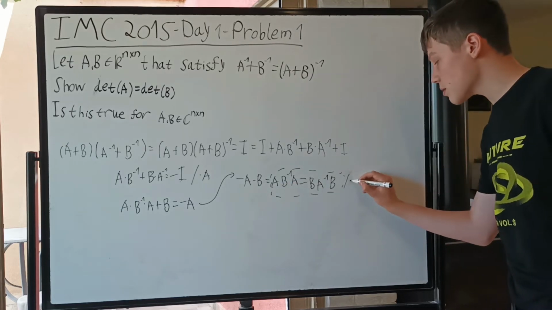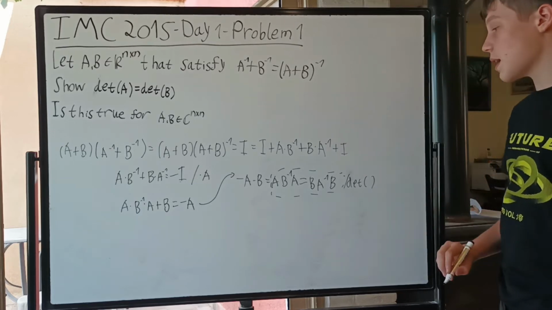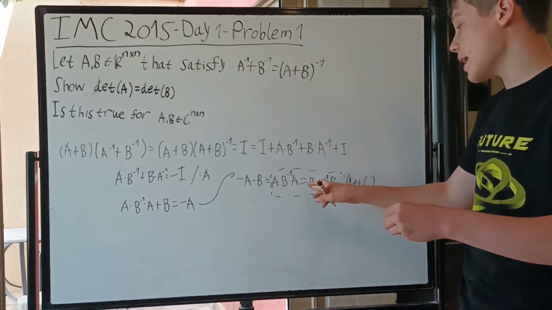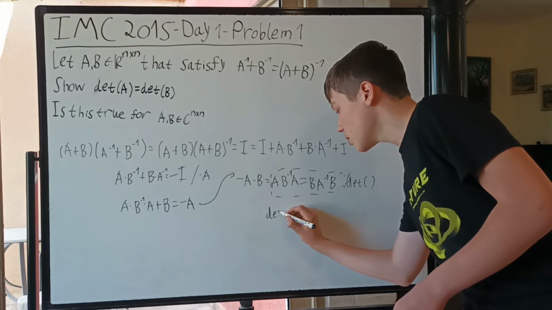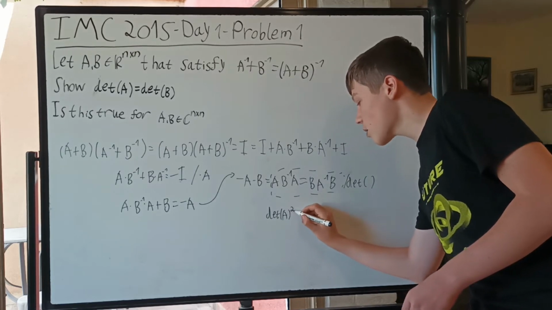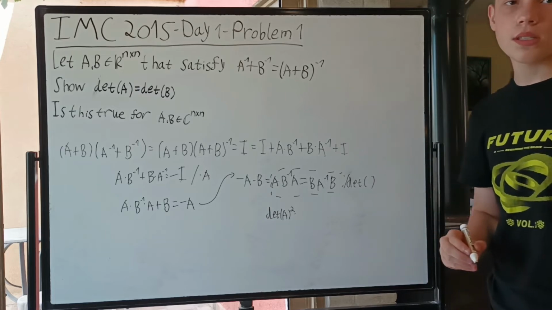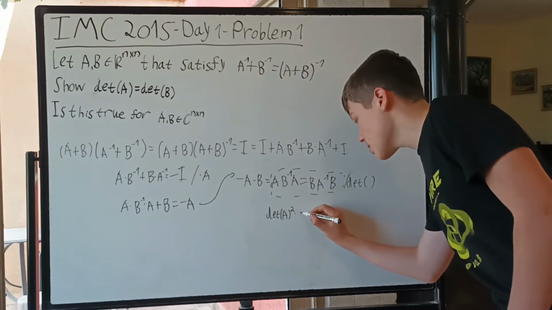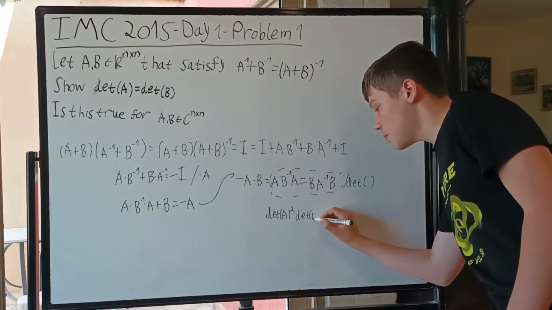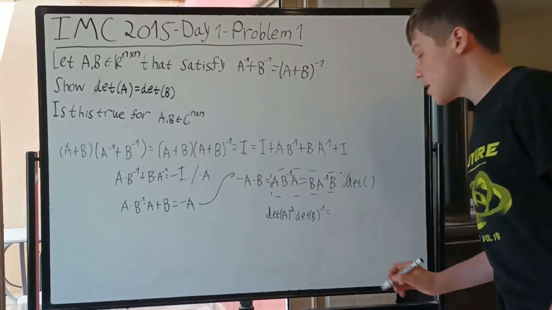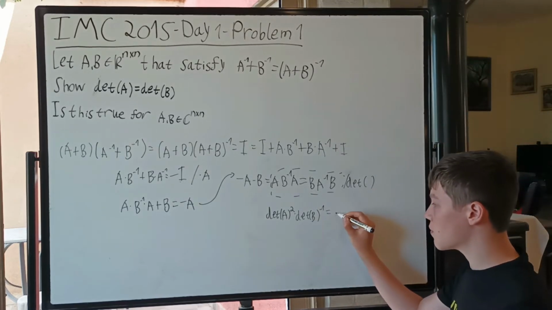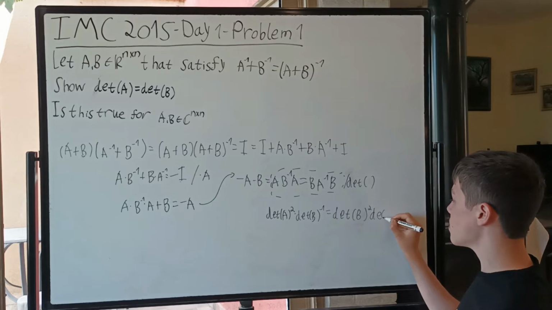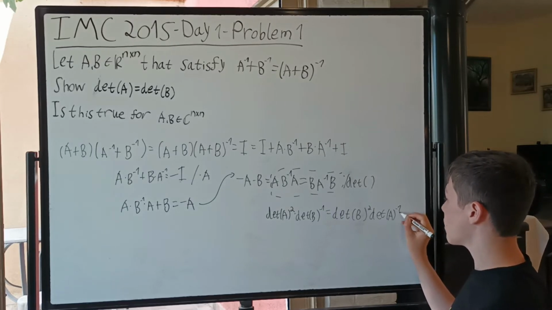If I take the determinant of both sides, the determinant is multiplicative, so the determinant of A B inverse A is just the determinant of A squared, because I have two A's, times the determinant of B inverse. Now the determinant of an inverse matrix is 1 over the determinant of the original matrix. So this is times the determinant of B to the negative 1. And this is equal to the same thing if we just flip them. So this is equal to the determinant of B squared times the determinant of A to the negative 1.